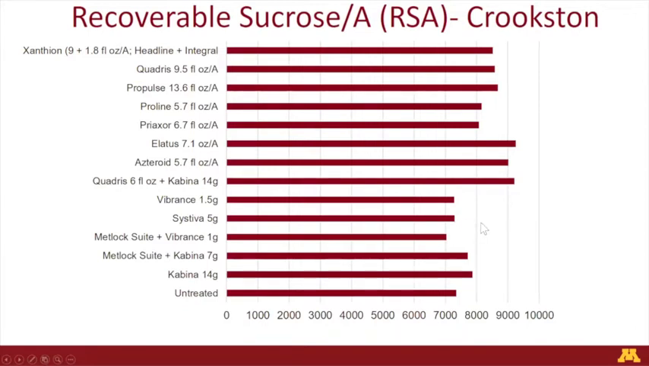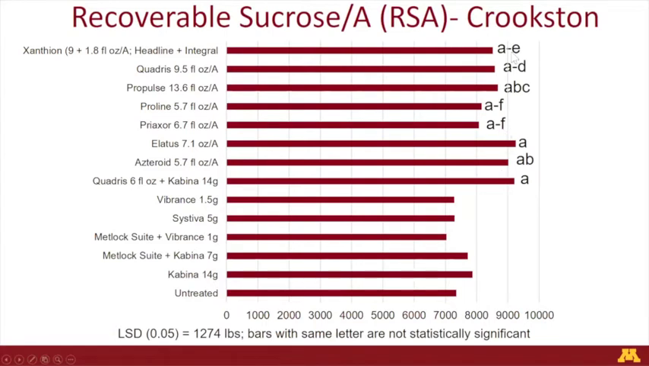And some of the best performing ones were actually in-furrow treatments here. Most of these share the letter A, which means statistically these are very similar, but you can see numerical differences among these treatments, right? The low rate of Quadris with Kabina looked as good as the regular rate, but I said just because of the risk of developing resistance to Quadris, I think it's better to avoid this kind of treatment here. And Xanthion looked very good. Propulse, Proline and Priaxor were a little bit lower, but statistically very similar. Whereas Asteroid and Elatus just looked pretty good, right? I'd be comfortable with any of these choices going forward.